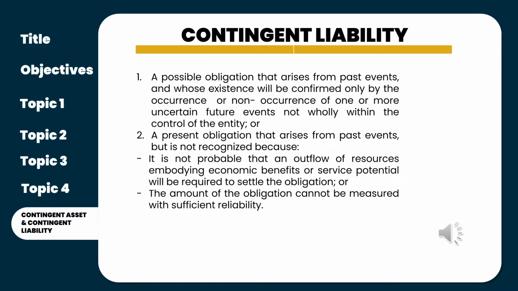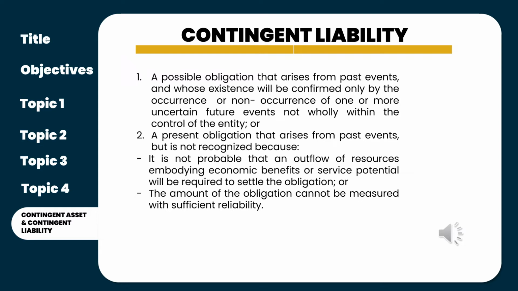So contingent liability is a possible obligation that arises from past events and whose existence will be confirmed only by the occurrence or non-occurrence of one or more uncertain future events, not wholly within the control of the entity, or a present obligation that arises from past events but is not recognized because it is not probable that an outflow of resources embodying economic benefits or service potential will be required to settle the obligation, or the amount of the obligation cannot be measured with sufficient reliability.